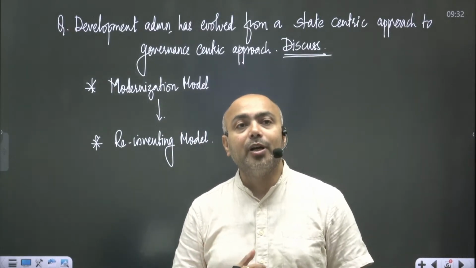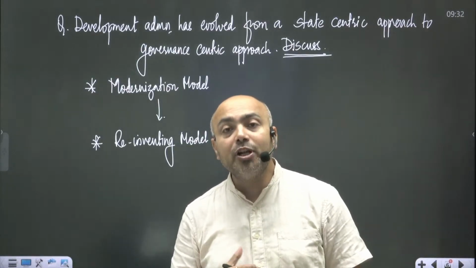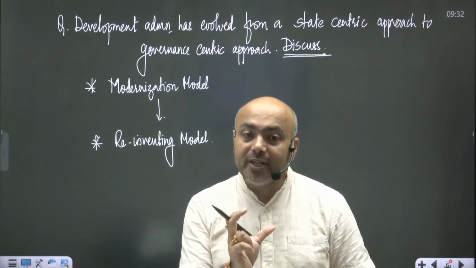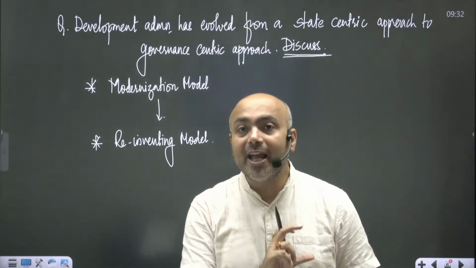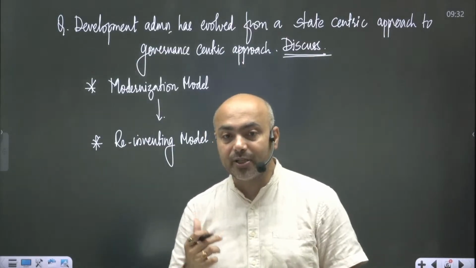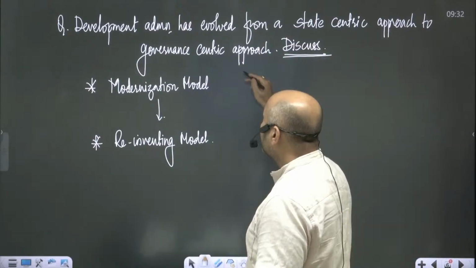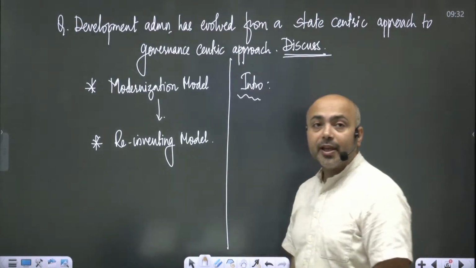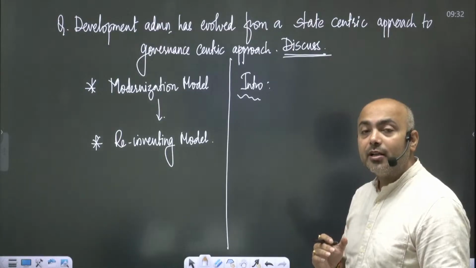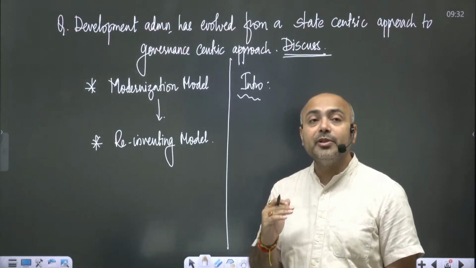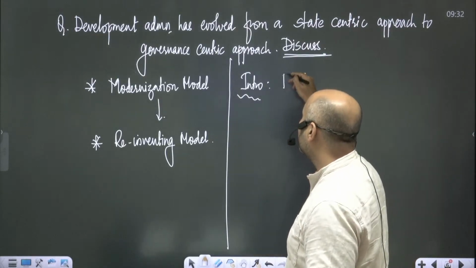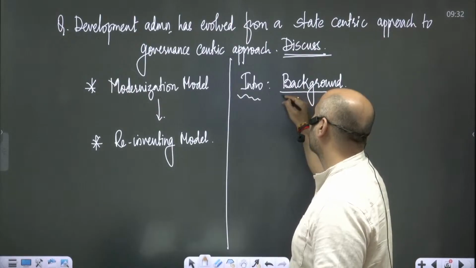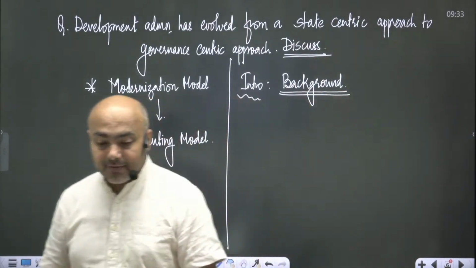You're not supposed to just write the evolution of public administration. Here it's about development. The key point in the question is development administration. It does not talk about the evolution of public administration. In the introduction part of the question, you are going to write the background in which development administration emerges.